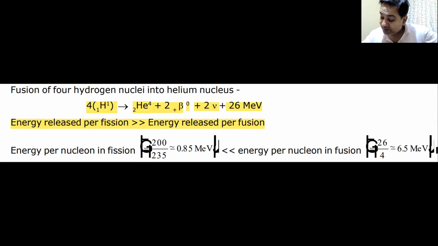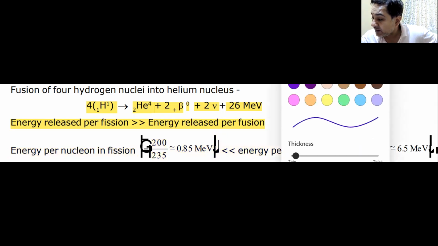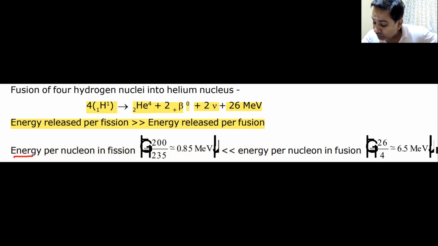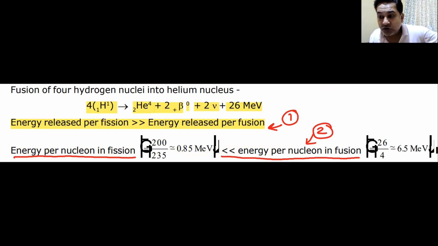What also matters is the energy released per nucleon. For one nucleon, how much energy is released? Don't look at the numbers, because you will not be able to understand those numbers. What we need to understand here is that the energy released per nucleon in fission is very small compared to the energy released per nucleon in fusion. These are the two things you should not get confused with, because there will be a question which is going to come and you will get confused about which energy they are talking about.